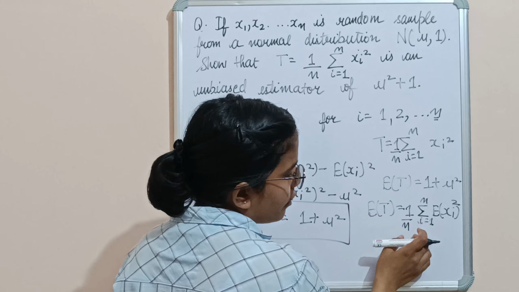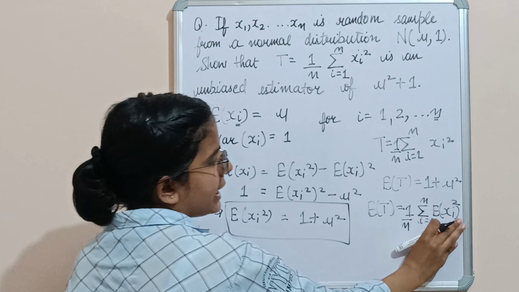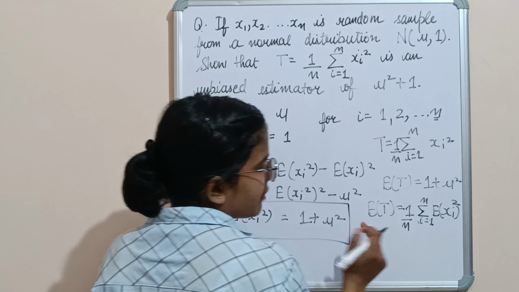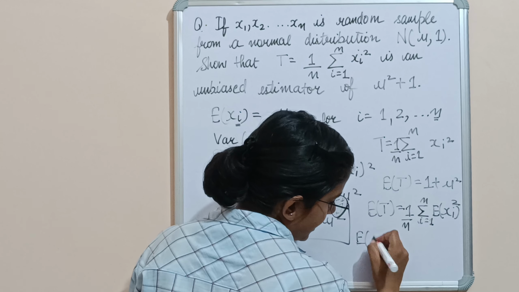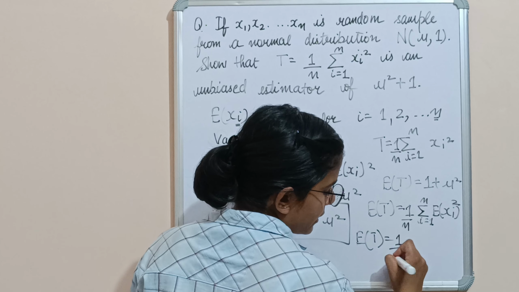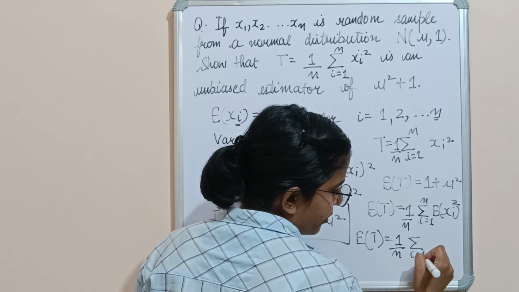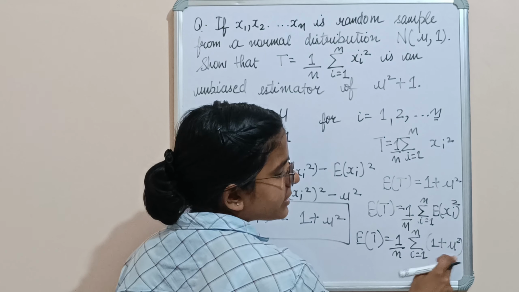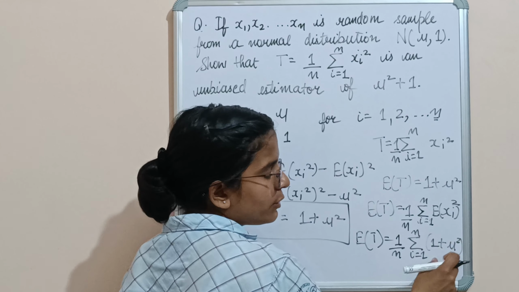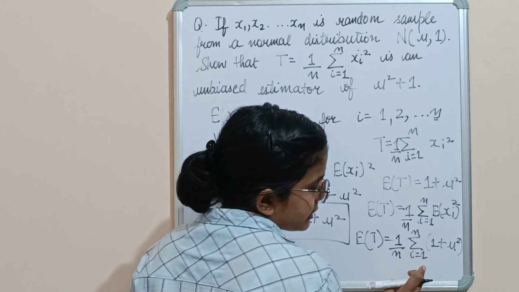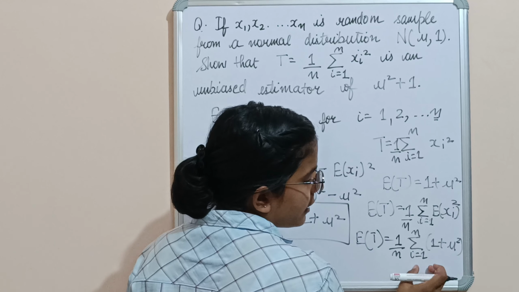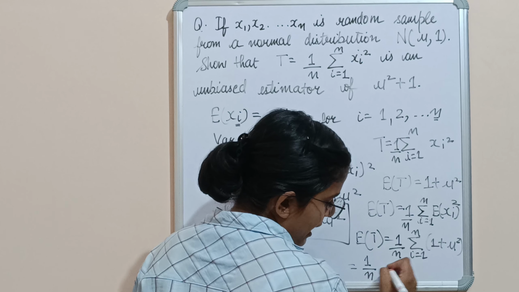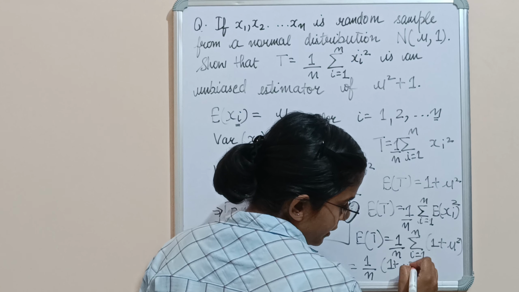Now, we know that for every Xi, expectation of Xi square equals 1 plus mu square. So, expectation of T will be equal to 1 by n summation i equal to 1 to n, 1 plus mu square. Now, 1 plus mu square is a constant because these two values are known to us. And summation of a constant n times will be equal to 1 by n, 1 plus mu square times n.